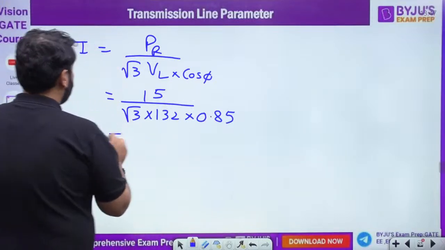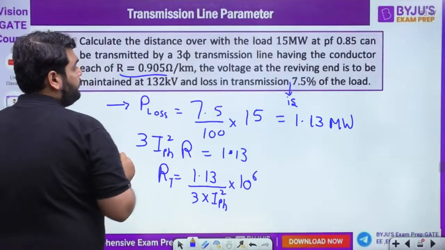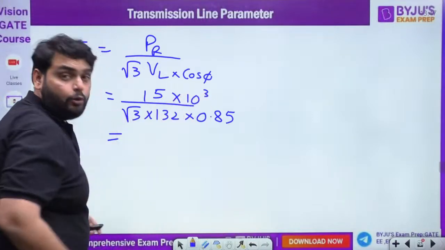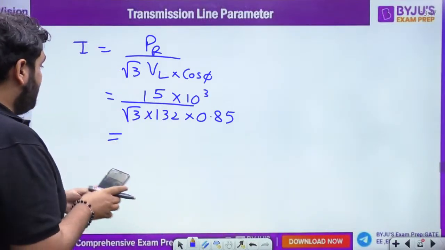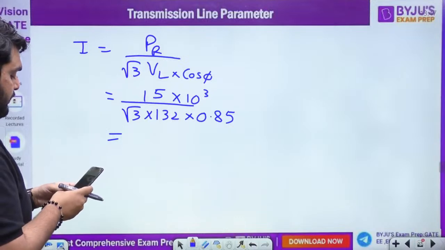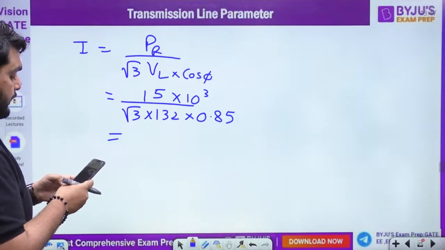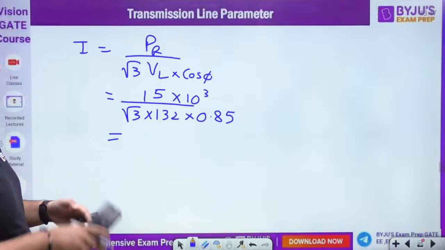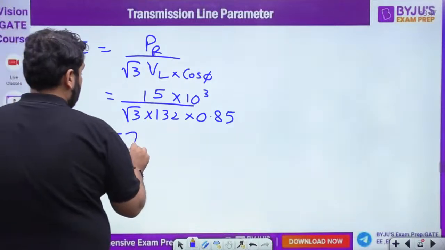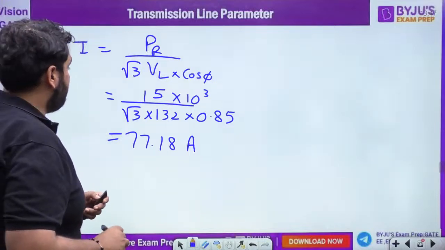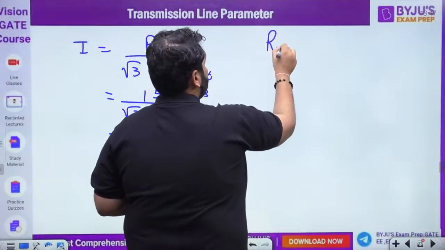0.85. So can you find out the current here? I guess 15 megawatt, right? So into 10 raised to power 3 because the voltage is in kV. Understood? The concept we just did, this part. 0.85, right? So 15 divided by answer, so it comes out to be 77.18. 77.18 ampere. So if it is 77.18 ampere, what is the total resistance?